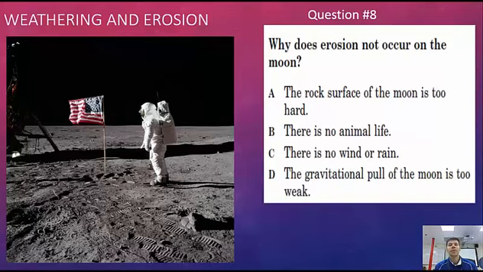There is no wind or rain, so that's true. There is no wind, there is no rain, there's no atmosphere on the moon. And the wind and the rain is what causes erosion. So our best answer is C. There is no wind or rain.